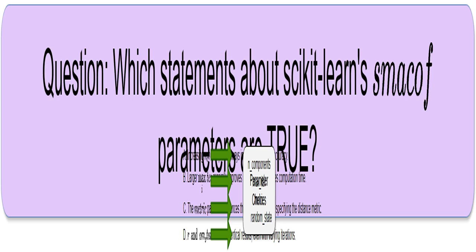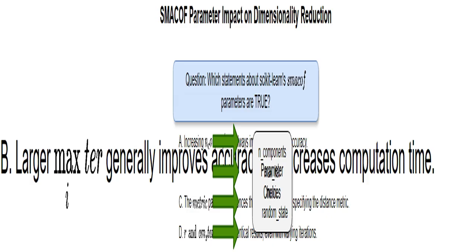This is a multiple-choice question testing your understanding of the scikit-learn smacof function's parameters: n_components, max_iter, metric and random_state. Let's see how well you understand each of them. I think this is true.